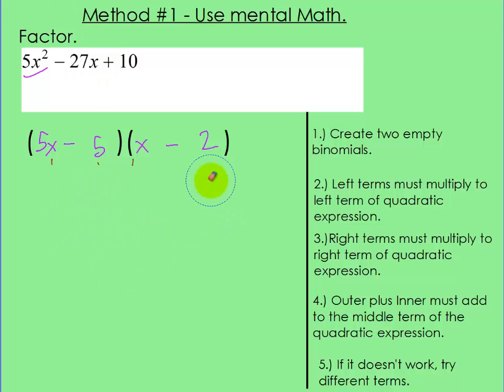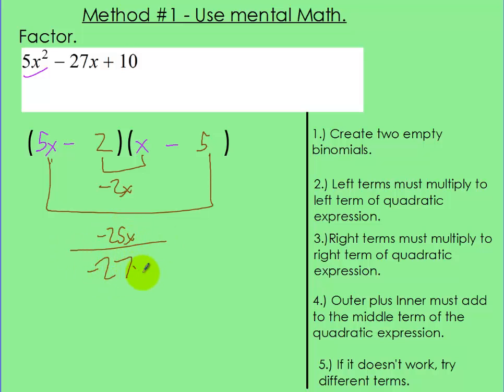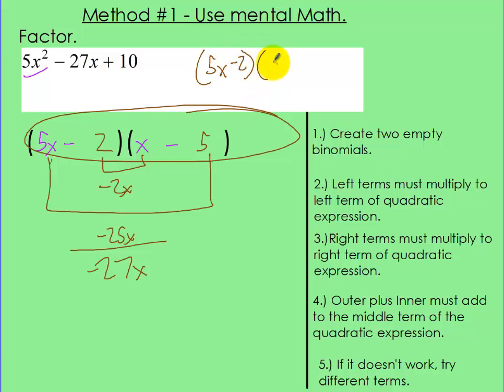And I'm going to try different values for this 5 and 2. I could try different ones, but maybe I'll just swap the places. I'll put the 5 there and 2 there. Now let's see what happens. You get negative 2x, and for these ones I get negative 25x, and if you add those up, that's negative 27x, and that does match. So my final answer is this binomial right here. I'll rewrite it as 5x minus 2 times x minus 5. So guess and test to make it work.